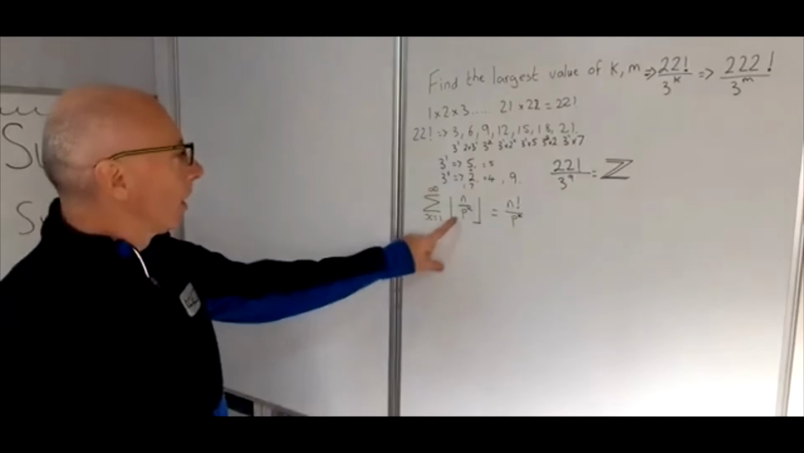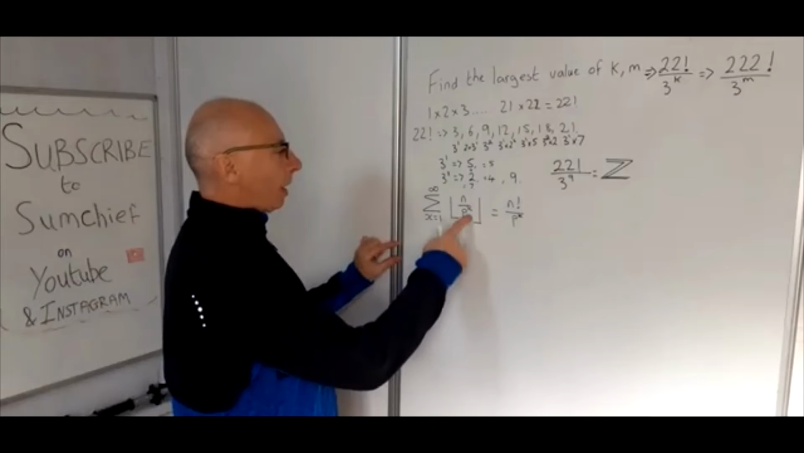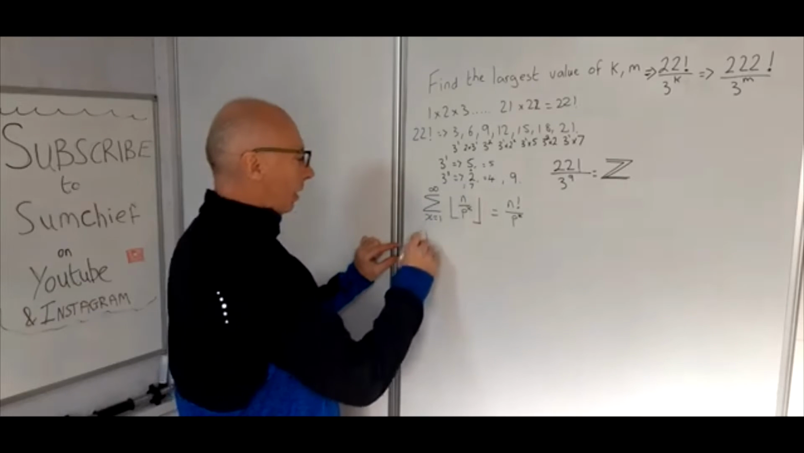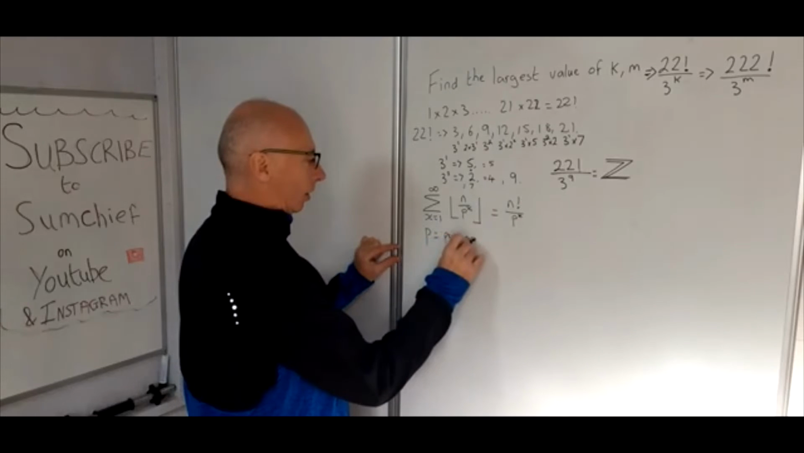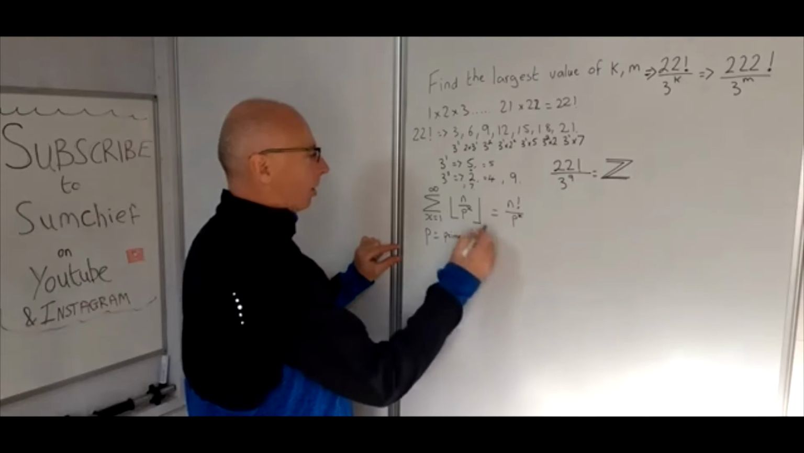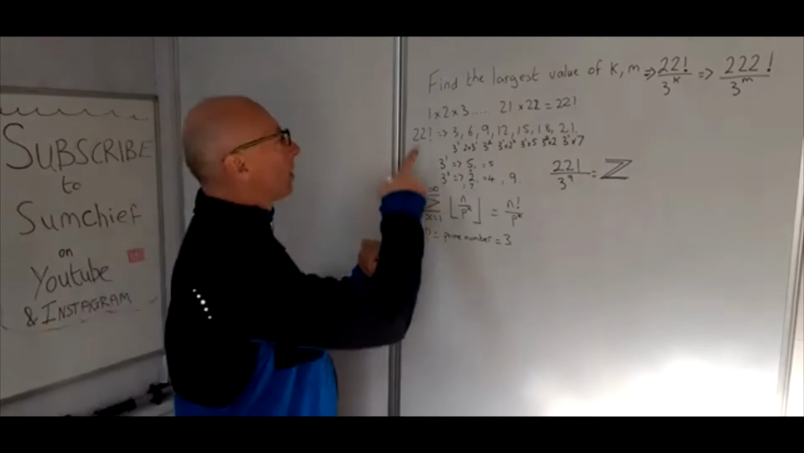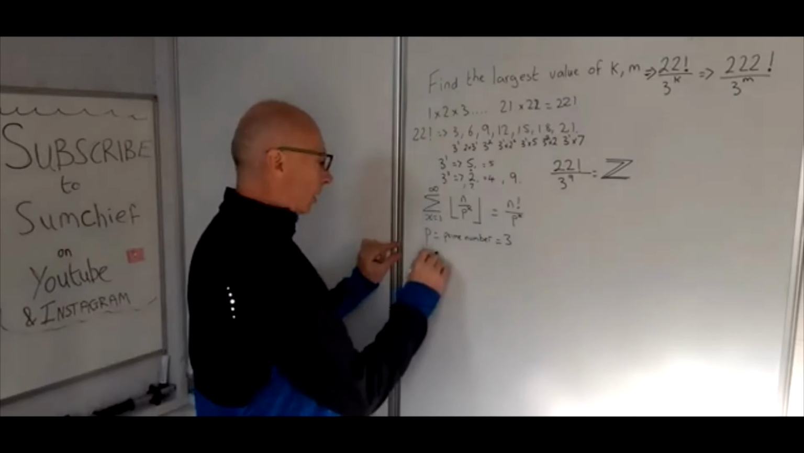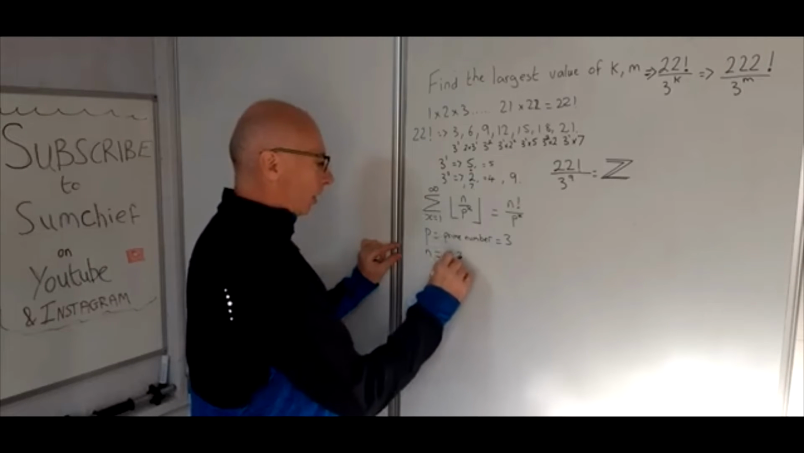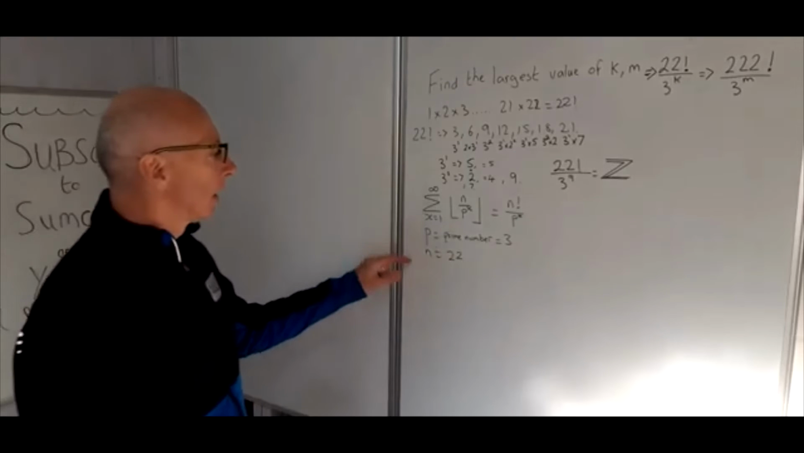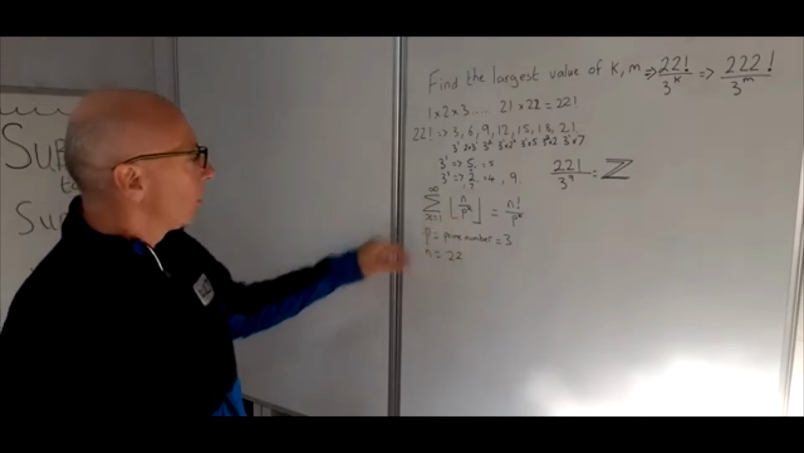So if we use this floor function here, so n over p to the power of x, our p is our prime number, so in this case it's 3. Our n is the number we want to divide by, so n equals 22, so that's our factorial number, and then x is just the number through the summation.